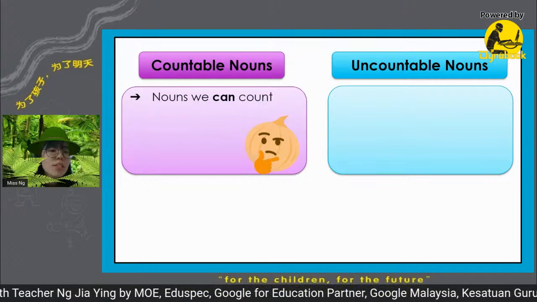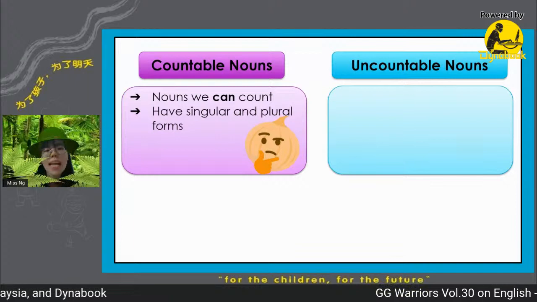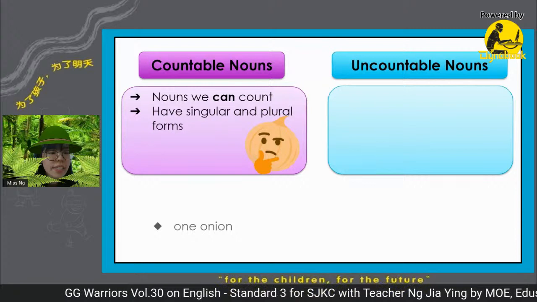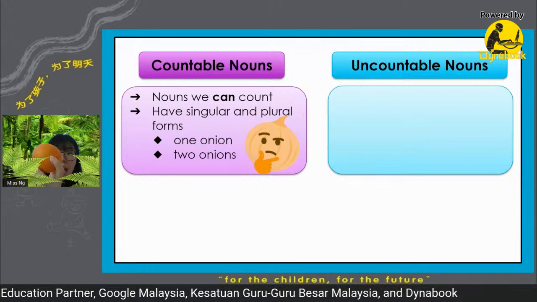What is singular? Singular is one. And plural is two or more, 两个或以上. For example, let's look here. We have one onion, or if we have two, we'll say two onions. And what do I have here? I have an orange, or one orange.